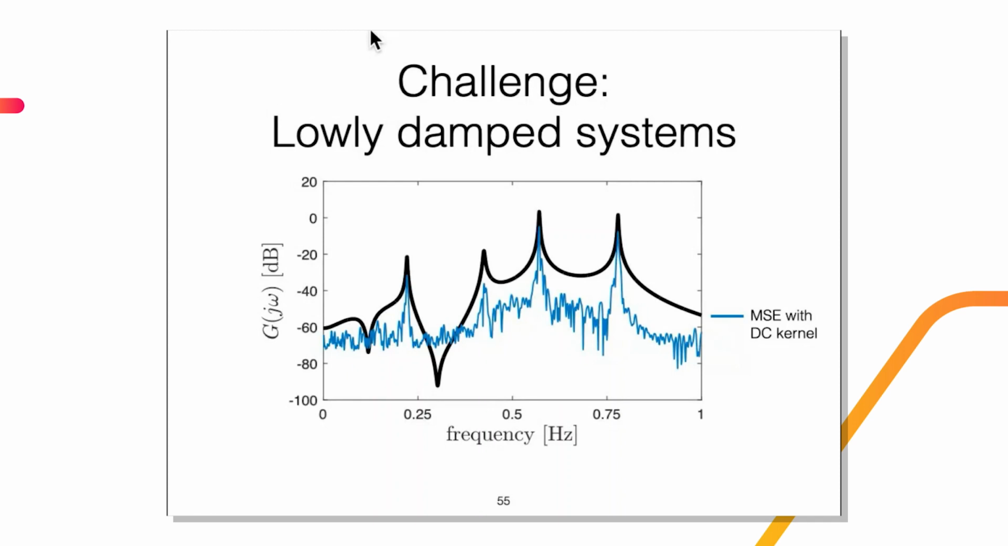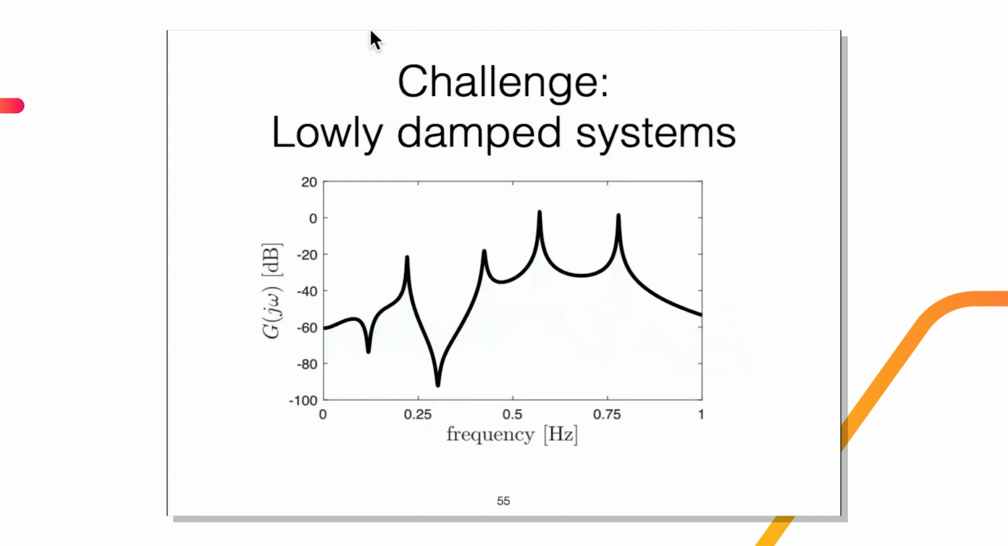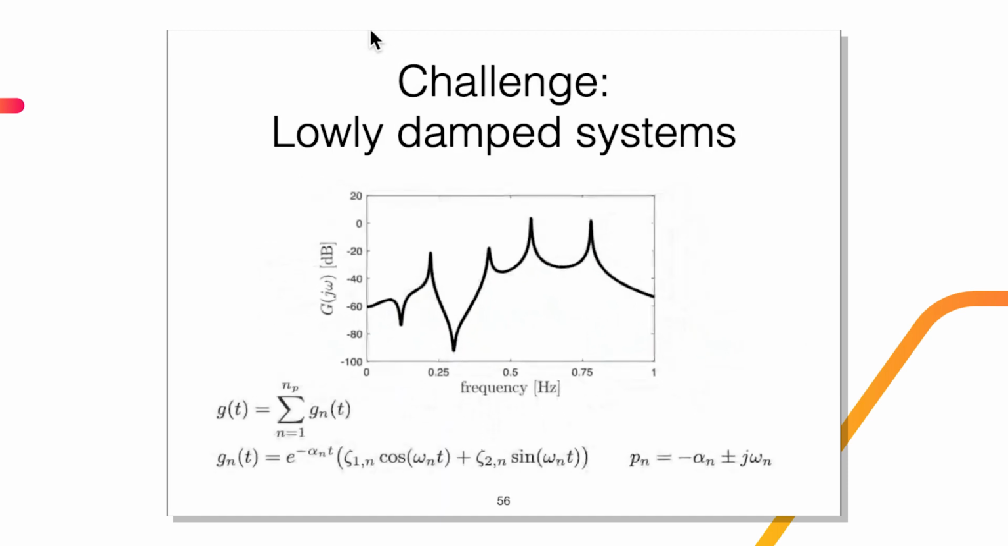So what Noël did is he said, you know what, let's just assume that we have a good idea of what the resonance frequencies are and what the damping is. And we're going to enhance our kernel by introducing that as prior knowledge. We're going to say that the impulse response function also contains some terms which are lightly damped. These terms are given here.